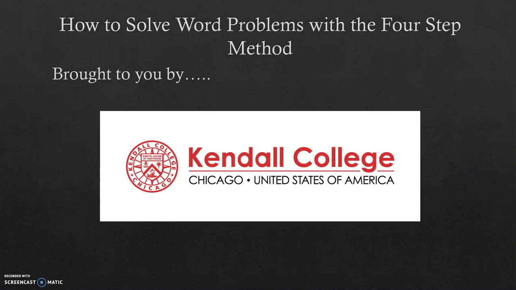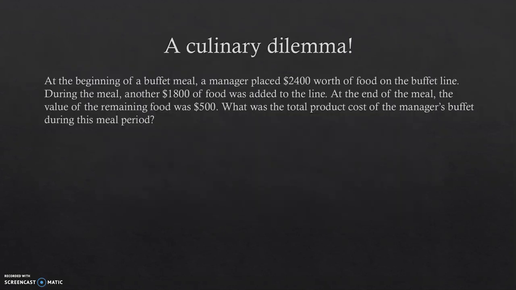Let's go ahead and take a look at how to implement some of the 4 steps that I talked about in my LibGuide. So, the first problem I have is a culinary dilemma. At the beginning of a buffet meal, a manager placed $2,400 worth of food on the buffet line. During the meal, another $1,800 of food was added to the line. At the end of the meal, the value of the remaining food was $500. What was the total product cost of the manager's buffet during this meal period?